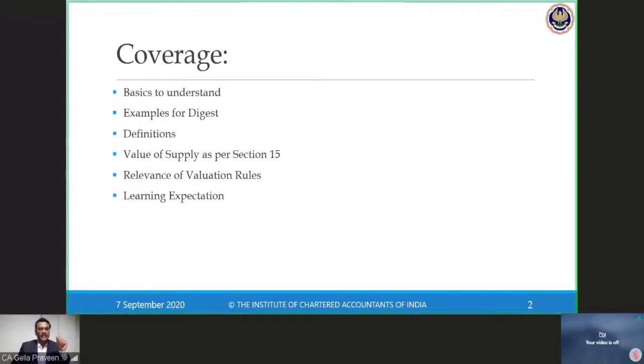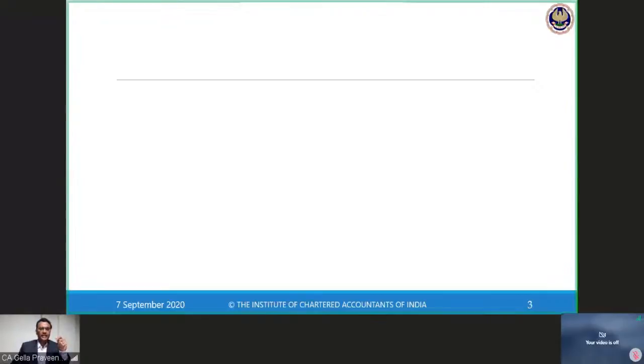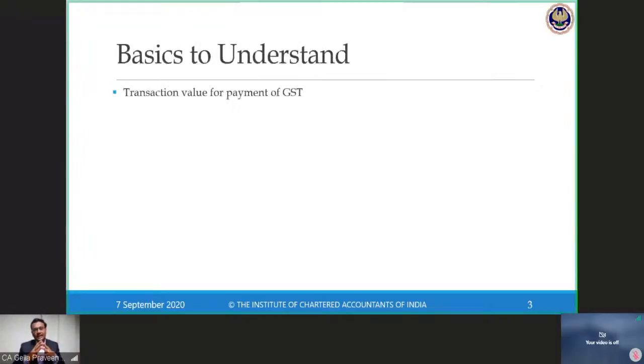So friends, we will start our discussion for today on value of supply. To start with, the basics to understand transaction value for payment of GST. Why is this term value of supply relevant? When someone has been registered under GST and is paying GST, the question comes from the department, from the officer concerned, to say: have you paid your tax properly? Have you paid your tax properly?